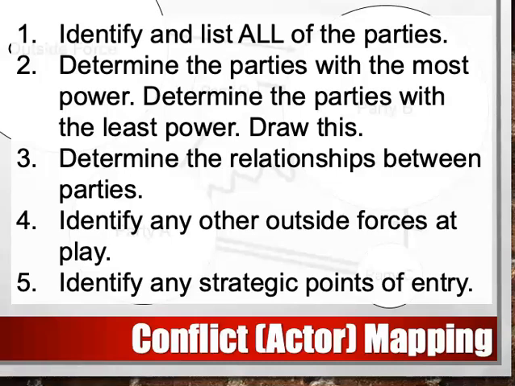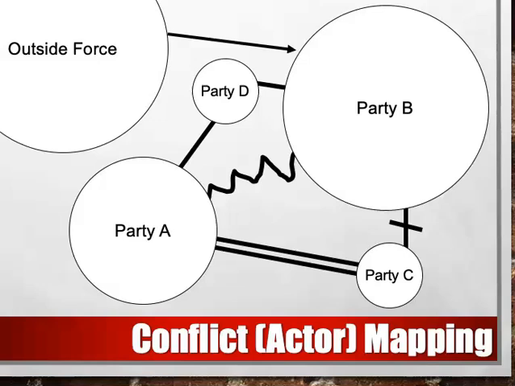Lastly, you look at your map as a whole to identify any strategic points of entry. That is, you identify if any parties need to be added to the conflict, such as mediators or respected persons of authority, any relationships that need to be addressed, or outside forces that can be reduced or maybe even used productively to help make the conflict more constructive. When you're done all of this, you will end up with something that looks a little bit like this.